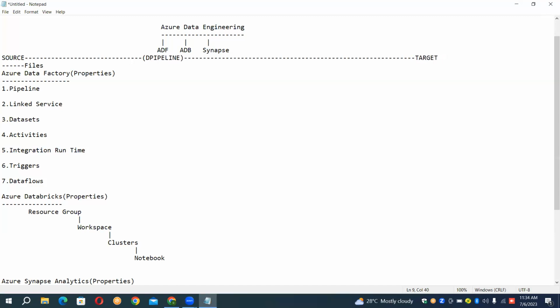Data pipeline is nothing but a pipeline which supplies the data from the source to the target. And these pipelines are designed by using the service called what? ADF. By using the service called ADF. Getting my point, everyone? Yes, guys?